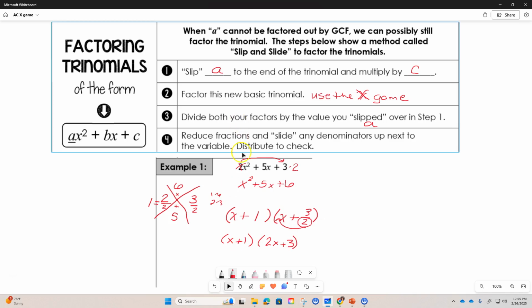And that is how you handle the slip and slide. You slipped the A to the back and multiplied. Because we multiplied right here, we've got to divide by A right here. Reduce those fractions. If they don't reduce, write it down, and then your final act will be to slide that denominator out in front of your variable. So by the time you get finished, you shouldn't have any fractions.